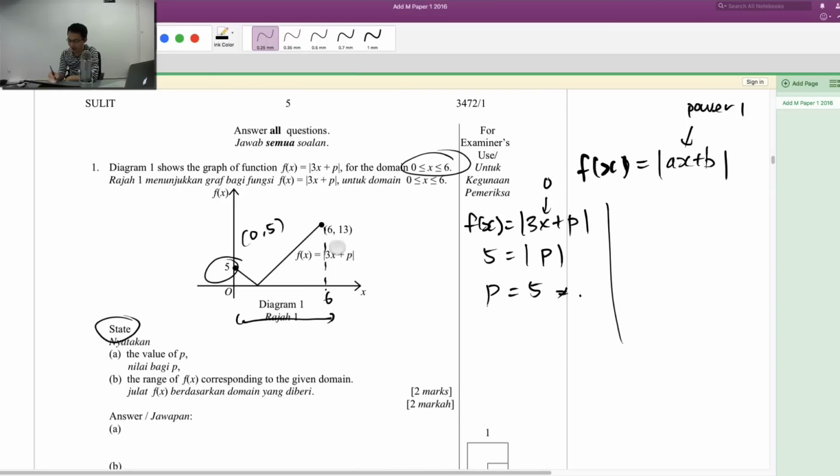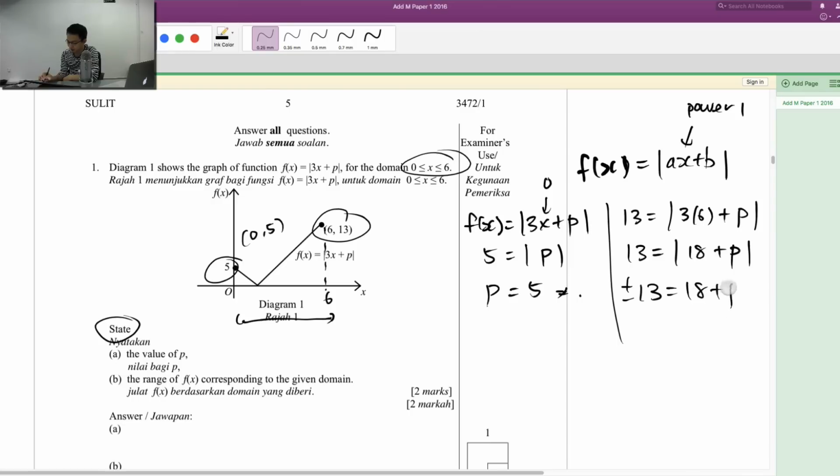Or let's say you do not want to use (0, 5), you want to use this other coordinate. Let's see whether we get the same answer. 13 equals modulus of 3 times 6 plus p, so 13 equals modulus of 18 plus p. When you move the modulus to the other side, you get positive or negative 13 equals 18 plus p. This is the correct way. But over here, the values do not have signs, so I guess you only have one answer.